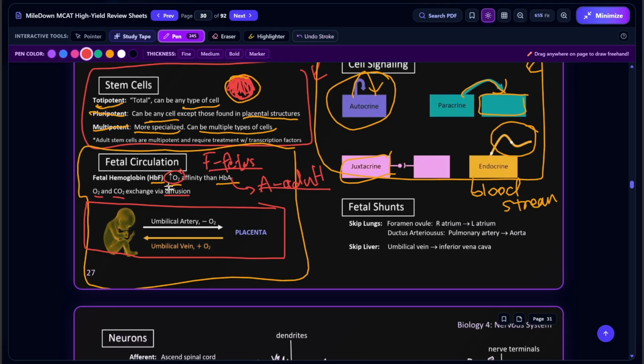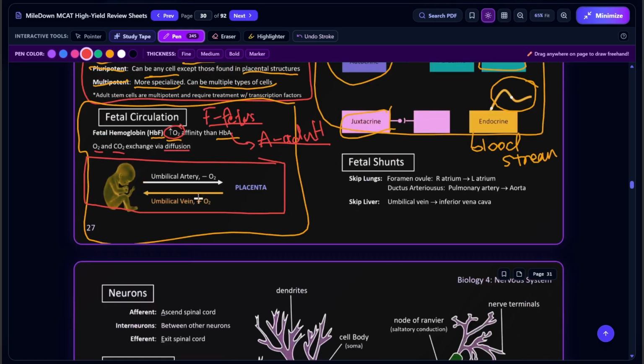Another thing that's interesting about the fetus is that when blood is going to the placenta through the umbilical artery, it's holding deoxygenated blood. So that's why it's minus O2 here.